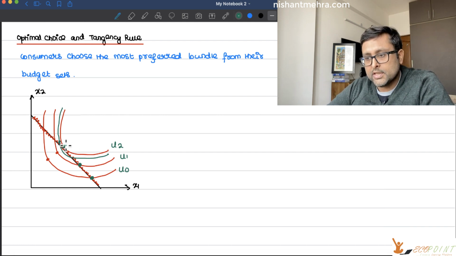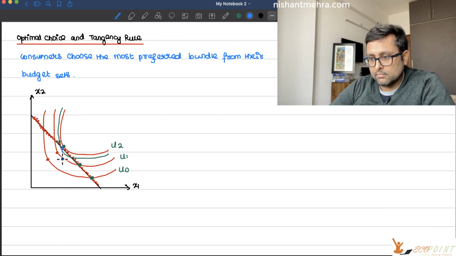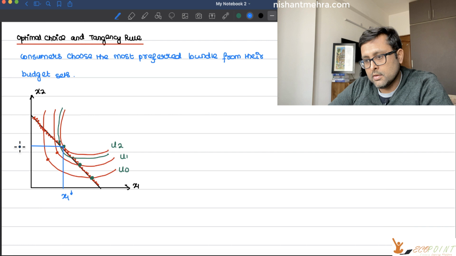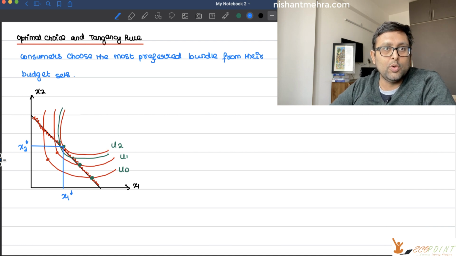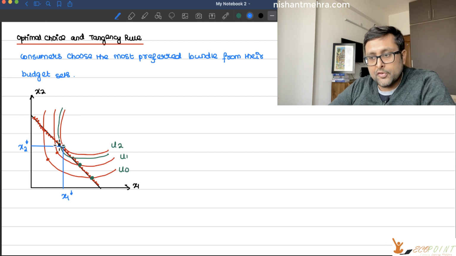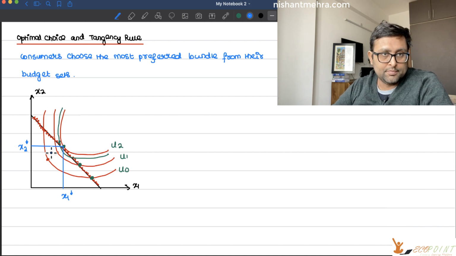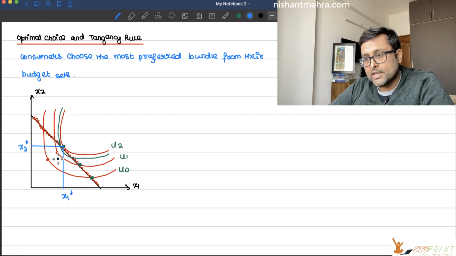And what is unique about this particular point? Let's say this point is x1 star, x2 star. This point which is giving you the highest utility. This is actually the point of tangency of the indifference curve and the budget line. So you are getting the highest utility at the bundle where the indifference curve is tangent to the budget line, right?